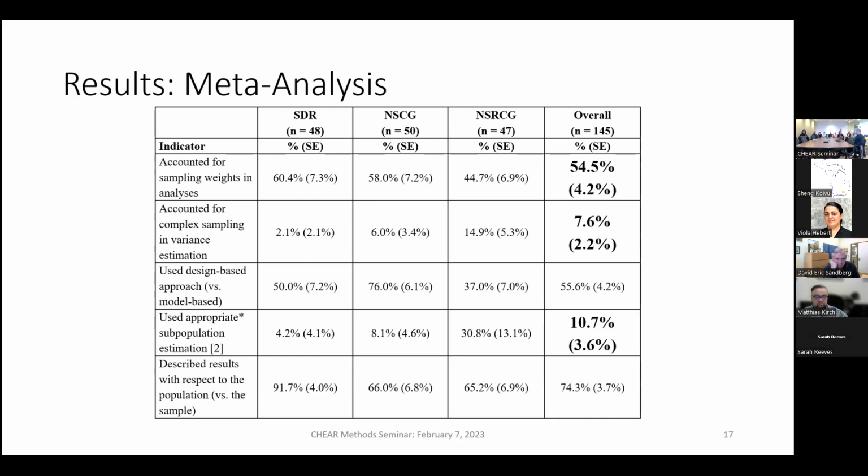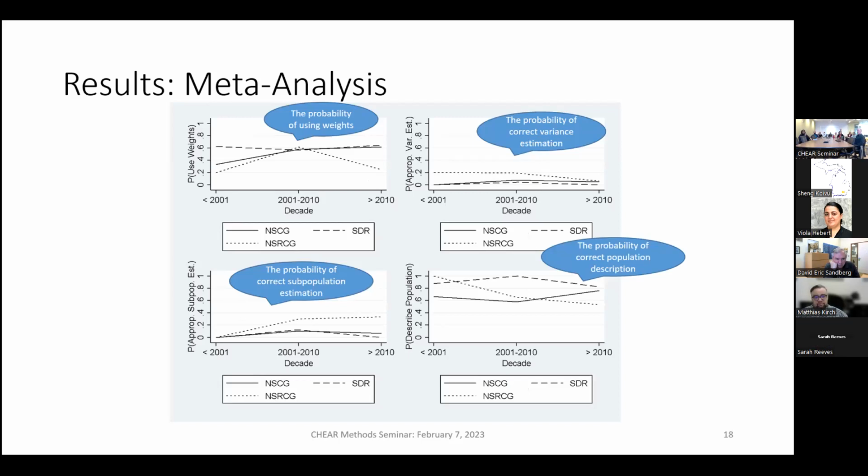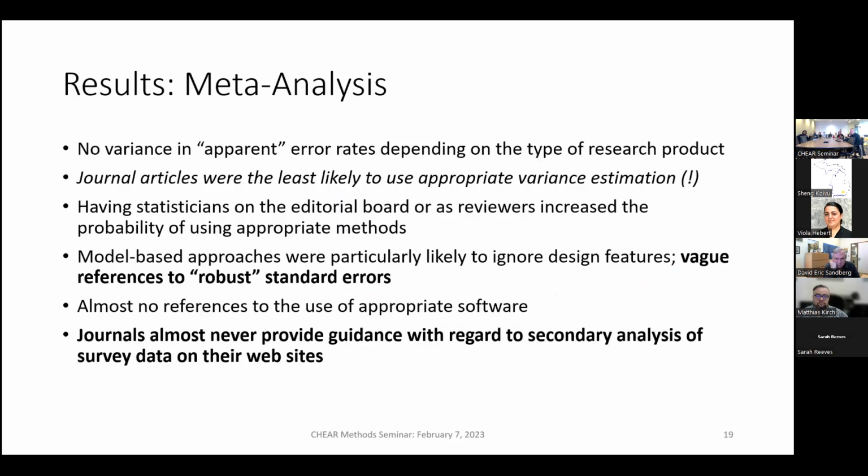If you extend this to larger scale, more than 150 sampled articles. This is the trend question. So again, we broke up these articles by decade. You can see less than 2001, 2001 to 2010, greater than 2010. Basic message is no matter what aspect of the analysis that you're looking at, whether or not weights were used, whether or not variance estimation was done correctly, using correct subpopulation approaches, it's flat. So this problem is not changing, it's not getting better over time. So again, it's very important for people to recognize the importance of doing these things correctly.